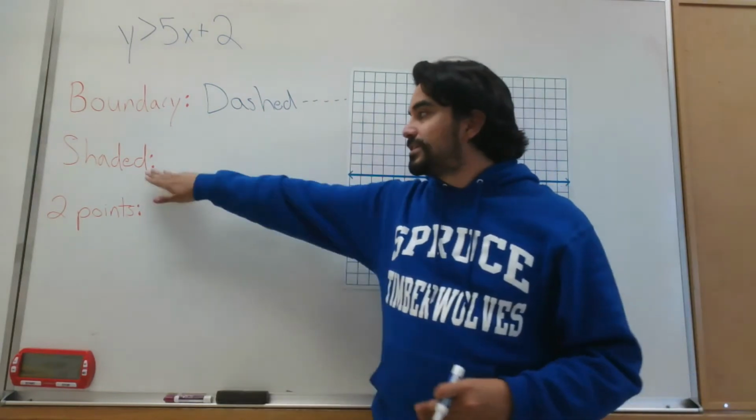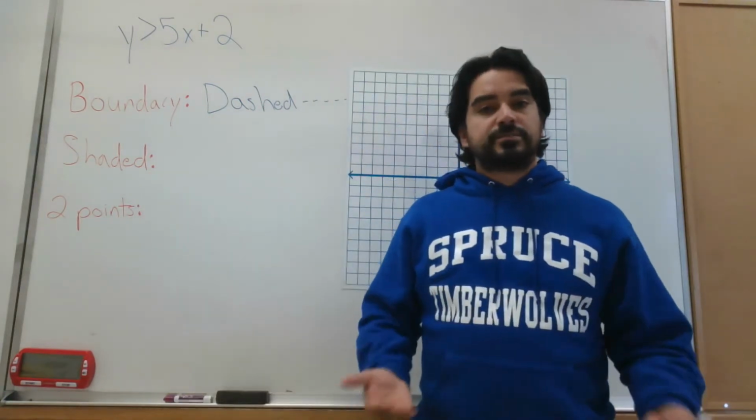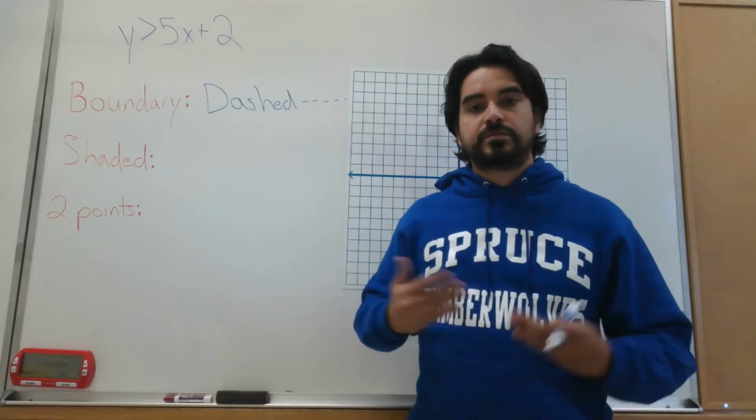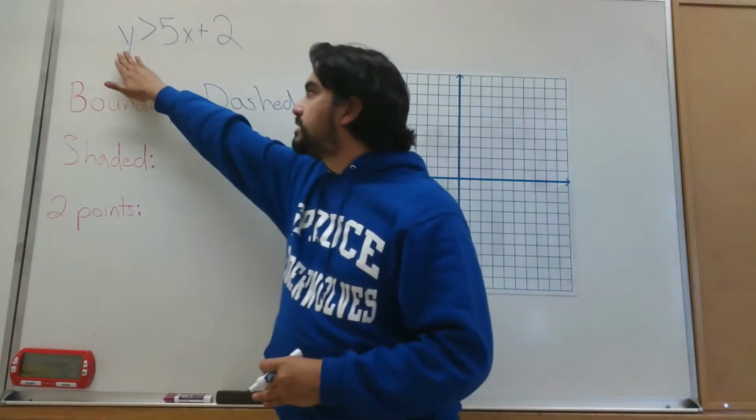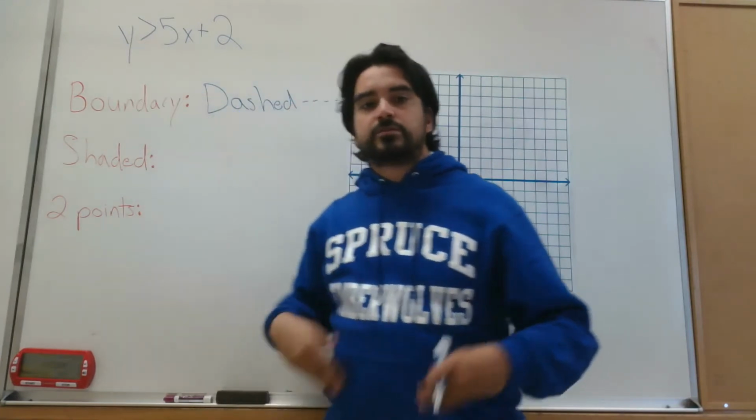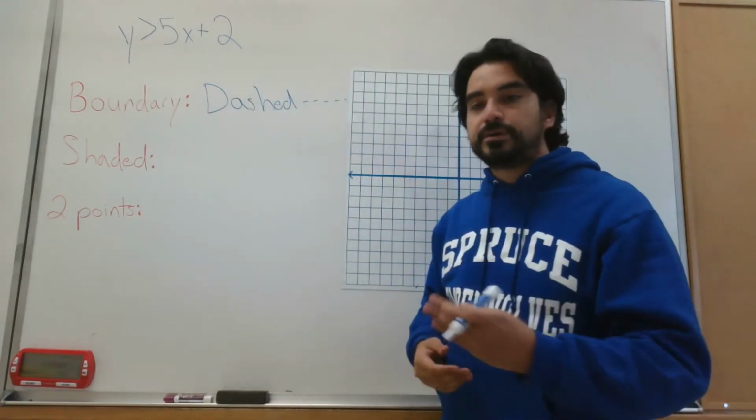Let's go to the next one, shaded. Is it going to be shaded above or below the boundary, or the line? Well, we can tell y is greater. So what that means is it's going to be shaded above the boundary.